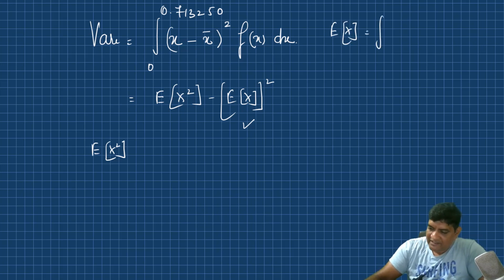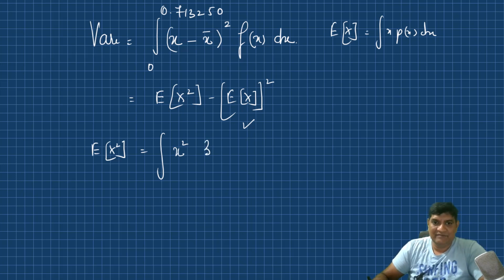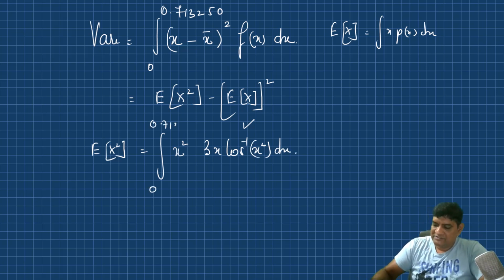I know that the expected value of x is going to be integral x p of x dx. So expected value of x square is integral x square p of x. In this case, p of x is simply going to be equal to 3x cos inverse of x square dx. And that's going to be integrated from 0 to 0.71350.